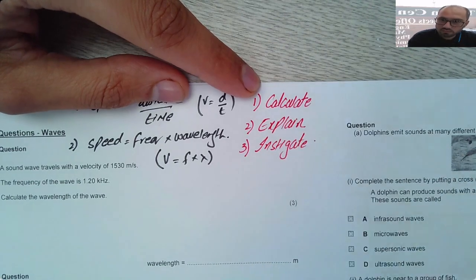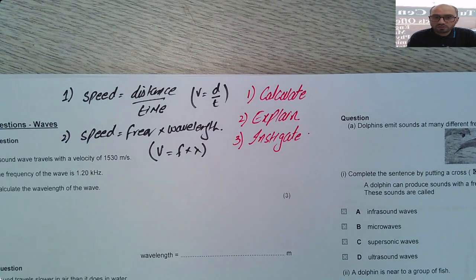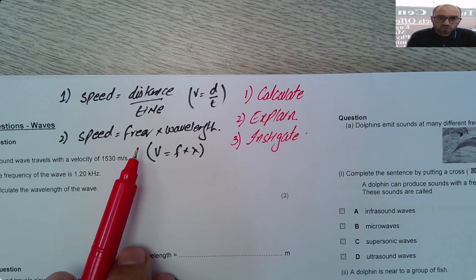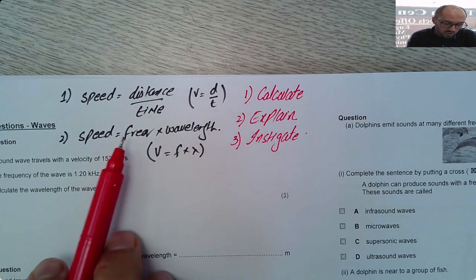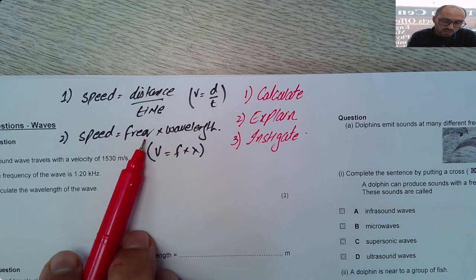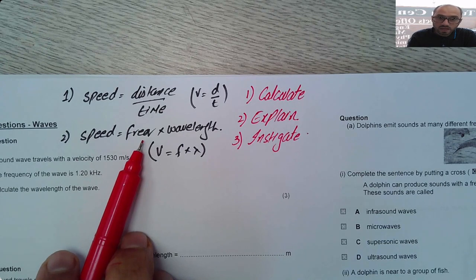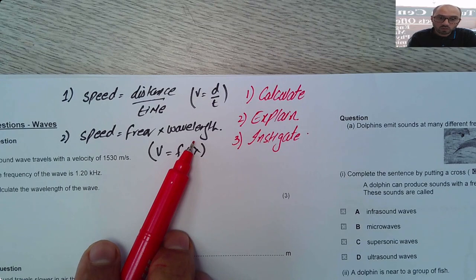Now when it comes to investigate, they may ask you, a student is trying to investigate the speed of sound. In that case, you will use this equation, or you may have to measure frequency or wavelength of a wave. So you will need to know both of these. What is frequency and what is wavelength? If you recall, frequency is the amount of waves which are produced in 1 second, or I can say it's the amount of waves which are passing a point in 1 second, whereas wavelength is the length of one wave.